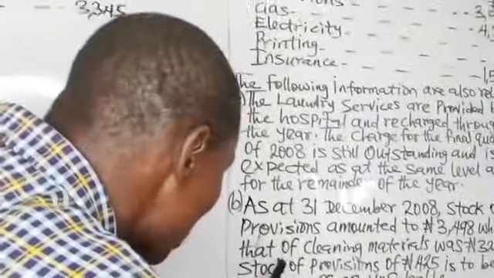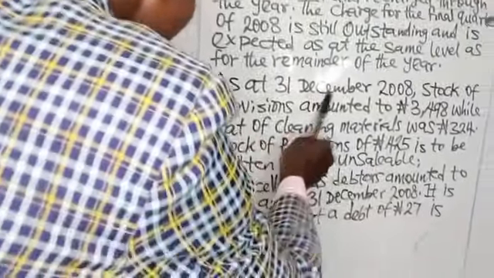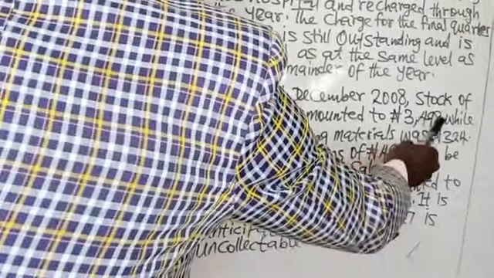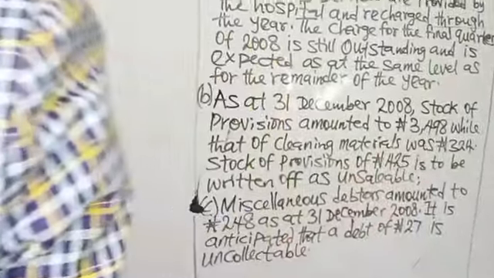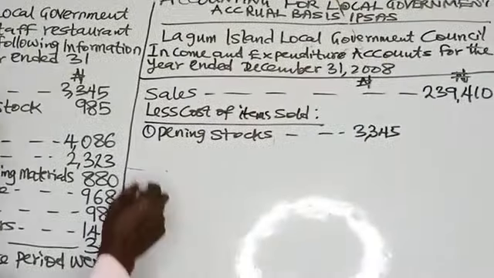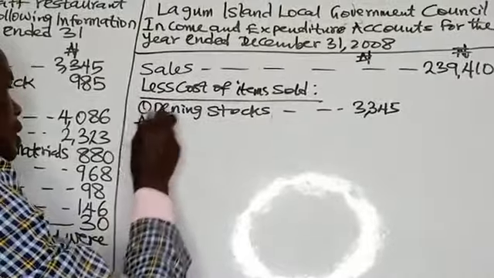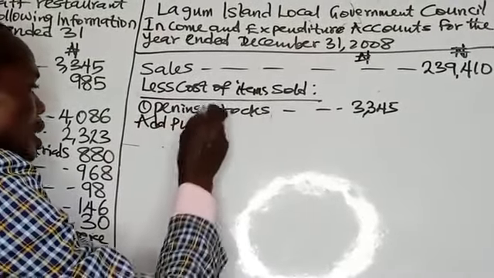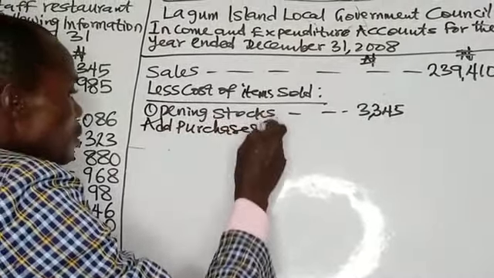Then look at the stocks. As at 31st December, note B, 2008, stocks of provisions amounted to 3,498. This is the closing stocks. So we have taken our opening stocks. Then you add purchases. How much is our purchase?